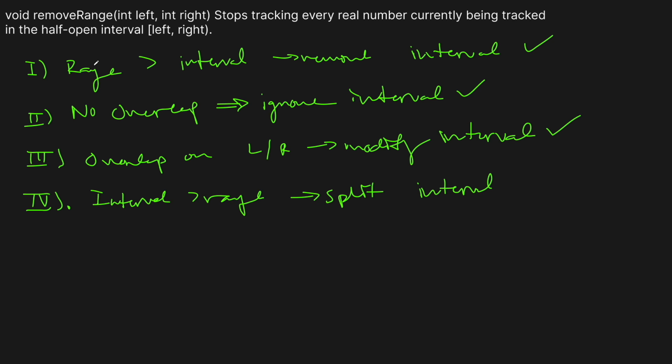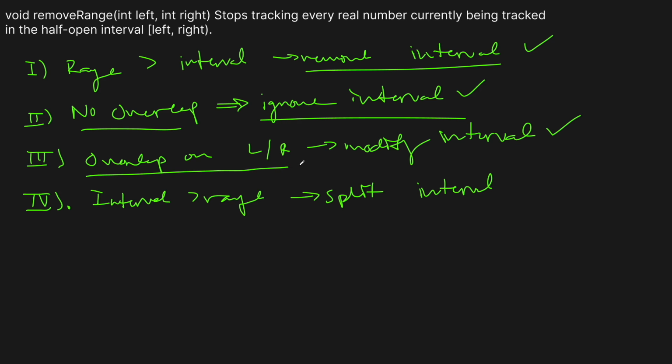So if the range is actually greater than the interval, then we want to remove the interval. If there's no overlap at all, then we just ignore the interval. If there's an overlap somewhere on the left side or the right side, we modify the interval and chop whatever we need to. And if the interval is actually greater than the entire range, then what we want to do here is just split the interval in two, and there you go. So those are your 4 cases when you actually want to remove a range.